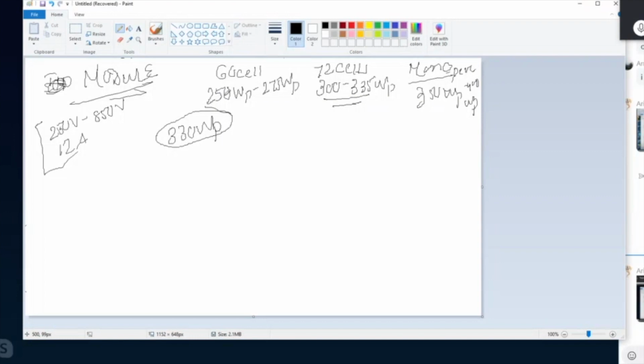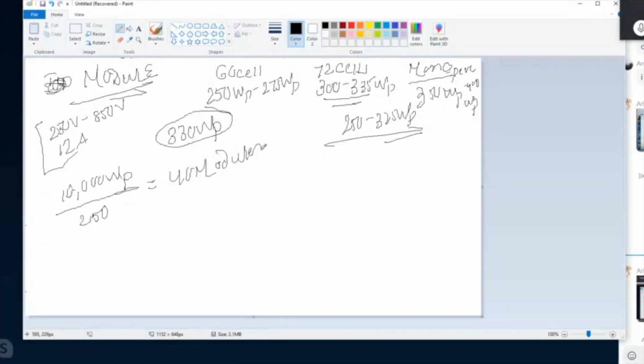Right? Here there is a basic trade-off. From where does this trade-off come? We can choose anything between 250 to 325 watt peak. Now, just for an example, we need to design a 10,000 watt peak system, that's a 10 kilowatt peak system. If we take 250, we would be having 40 modules. So if we are taking 250, we are getting 40 modules.